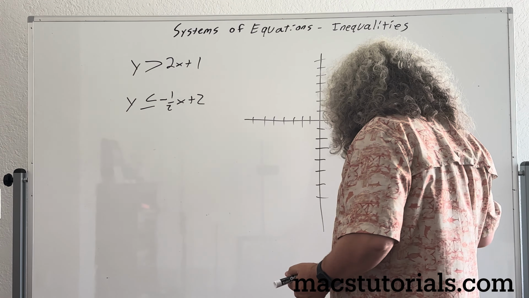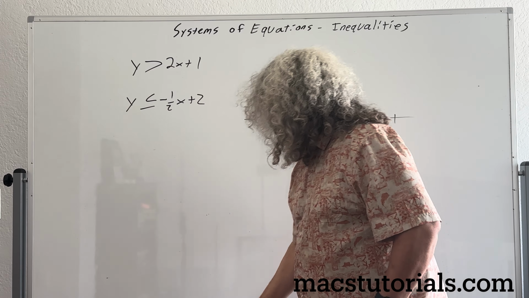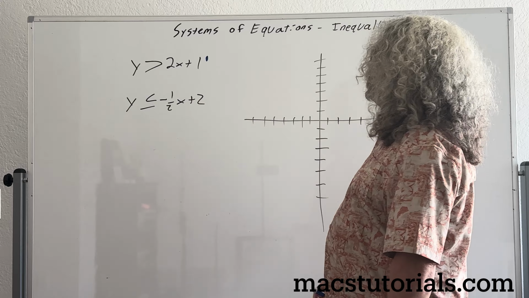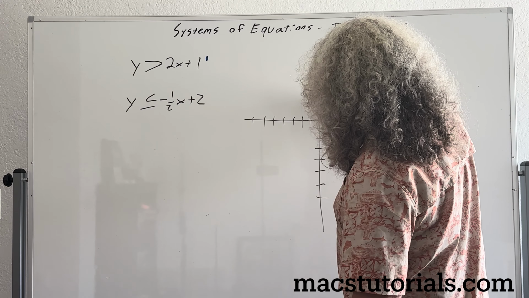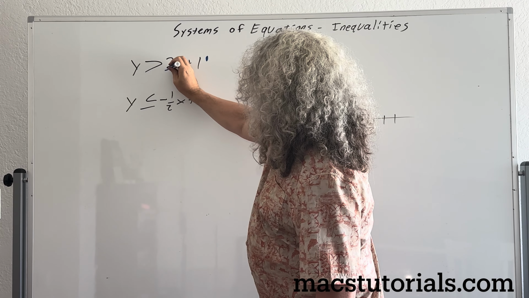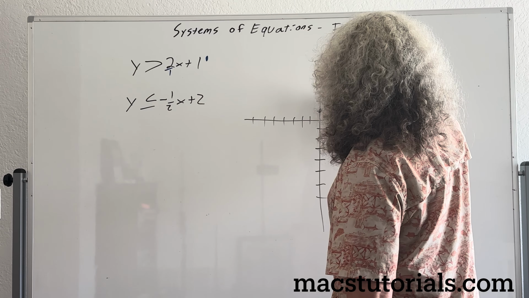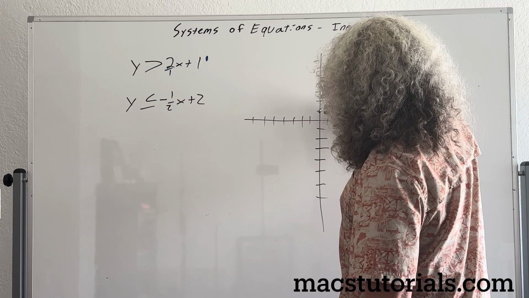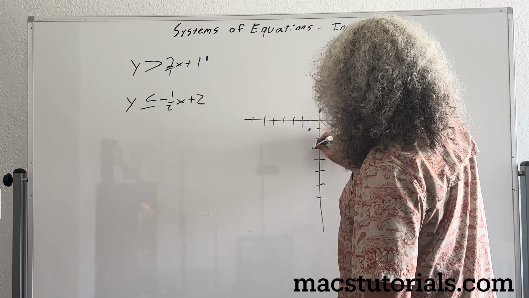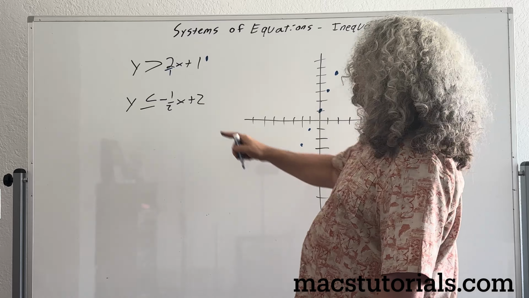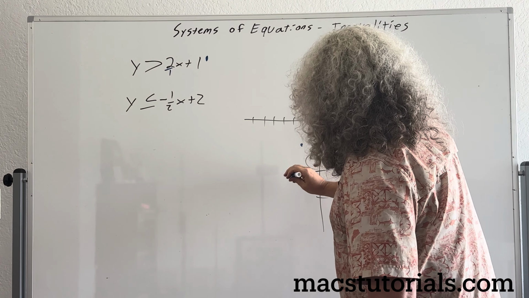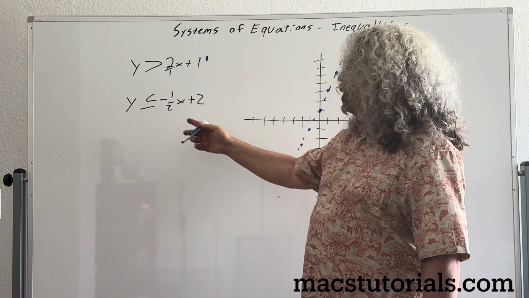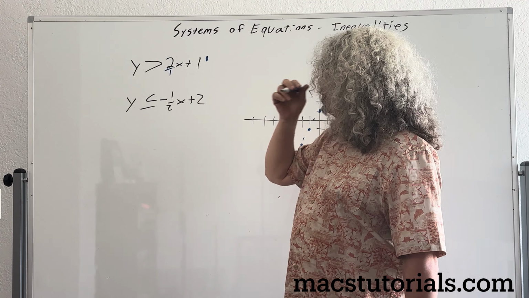I'm going to have to use different colors, so hopefully you can see the colors okay here on the video. But what I'm going to do is I'm going to do this one right here in blue. I'm going to start at plus 1, and I'm going to go 2 over 1 is my slope, up 2 over 1, or down 2, left 1. Now, I don't have an equal sign, so that's going to be a dash. Remember, when we have an equal sign, it's solid. When we don't, it's a dash.